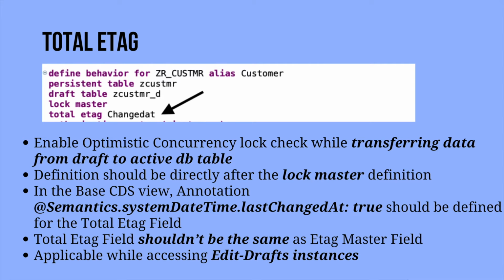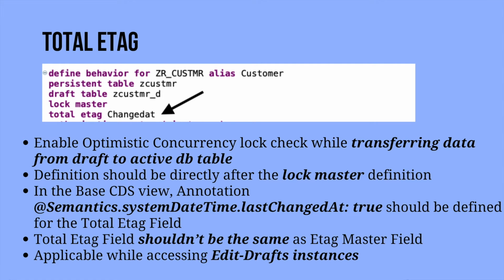Then, in that time, if we want to make sure that no one changes the particular record you are editing, then we have to enable the E tag for those, right? So here the E tag is called total E tag. Like an E tag, we just define a unique field for the total e-tag. In case you're not aware of e-tag, just click on this I button and watch that video.